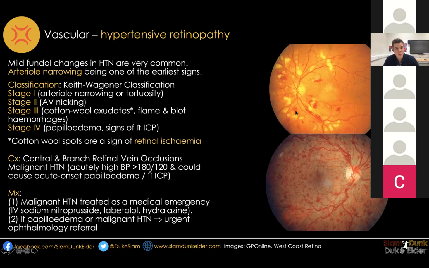And stage 4, we start to see ICP symptoms, intracranial symptoms. So we might see the disc being blurred, and we might see more systemic symptoms in the patient. We don't want to get to stage 4, ideally.